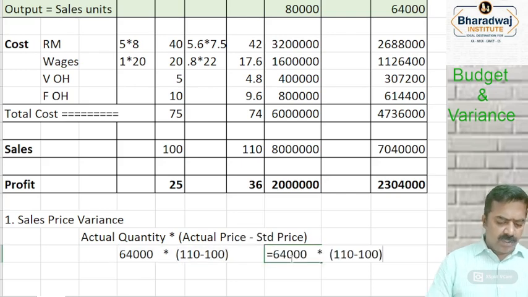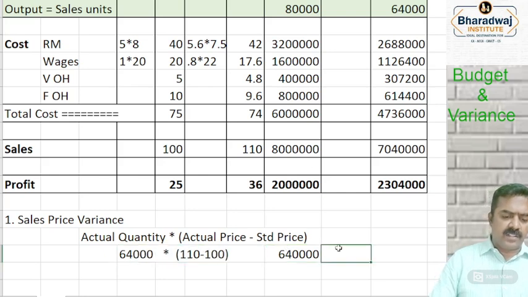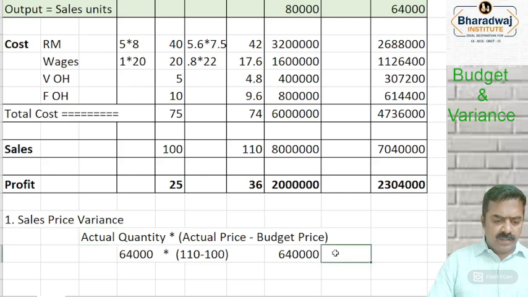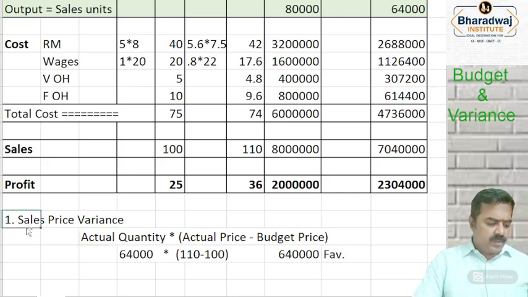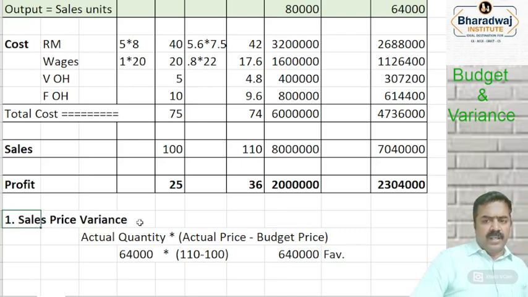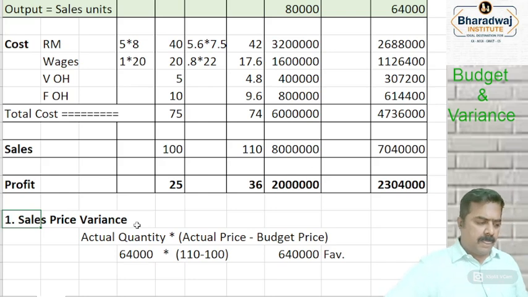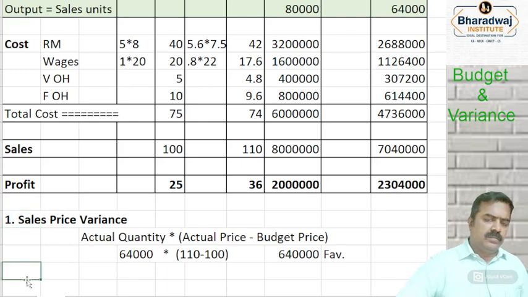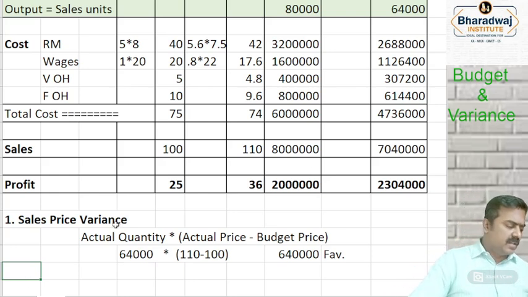By observation, you can say we sold for a higher price than the standard or budgeted price: actual price minus budgeted price. This is favorable. This is the sales price variance. Any doubt in price variance?